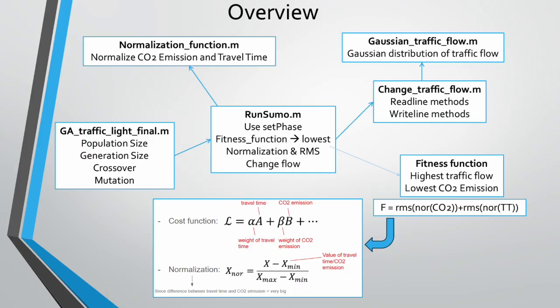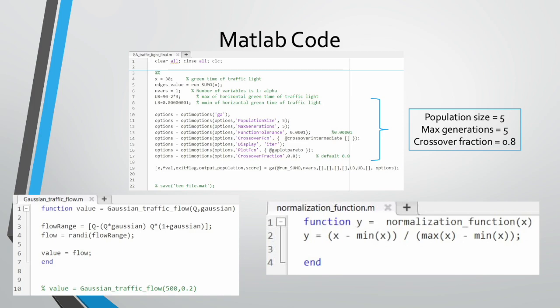The run sumo includes the change traffic flow MATLAB code. This includes read line methods and write line methods, and that includes the Gaussian traffic flow MATLAB script, which, as already mentioned, includes the part where we change the traffic flow according to a Gaussian distribution. We also have the normalization function within the run sumo MATLAB script, which normalizes the CO2 emission and the travel time.